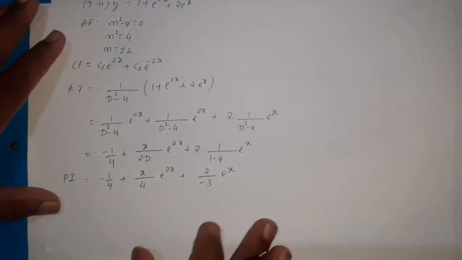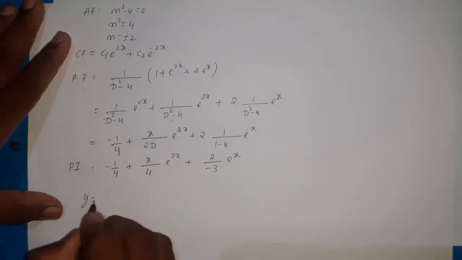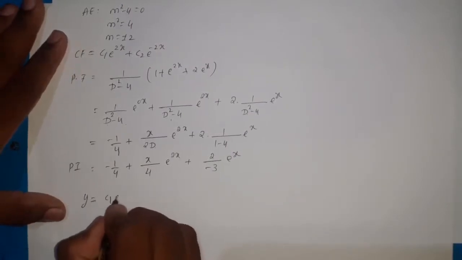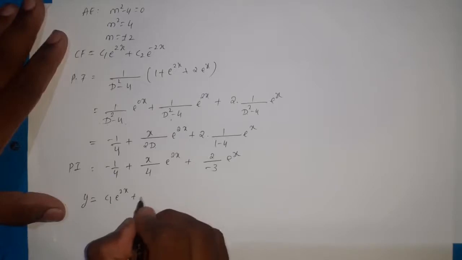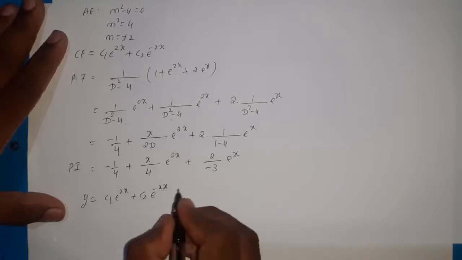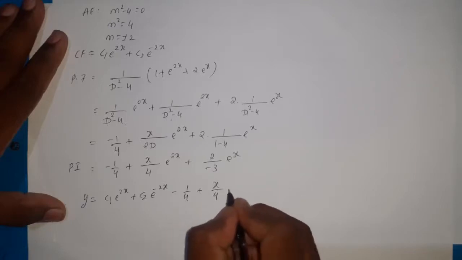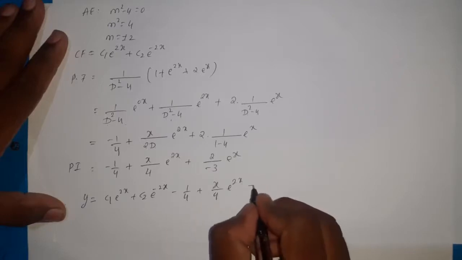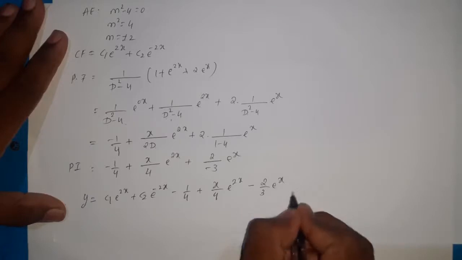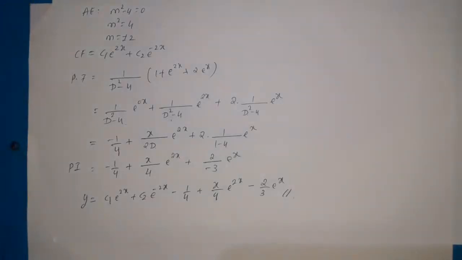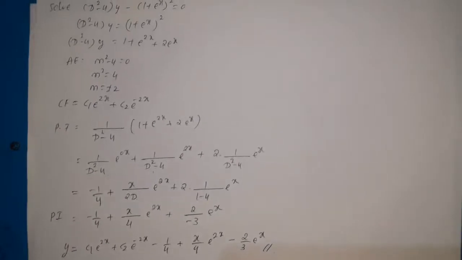Now let us write the complete solution: y = c1 e^(2x) + c2 e^(−2x) − 1/4 + (x/4) e^(2x) − (2/3) e^x, which is the required complete solution of this given differential equation.